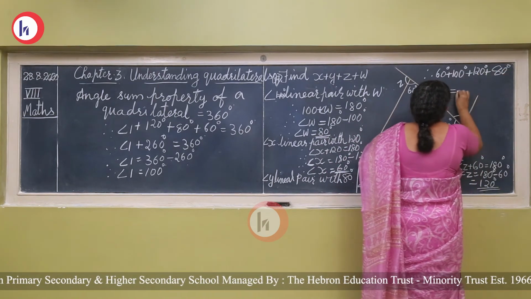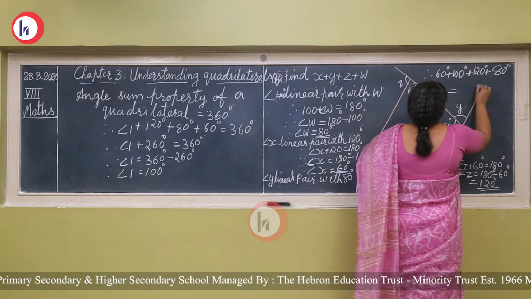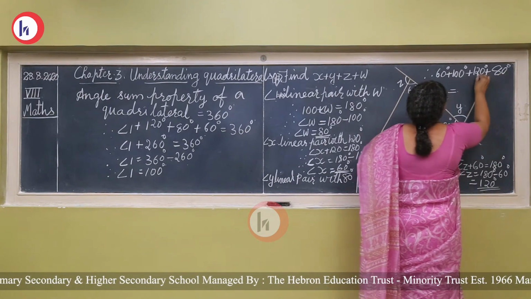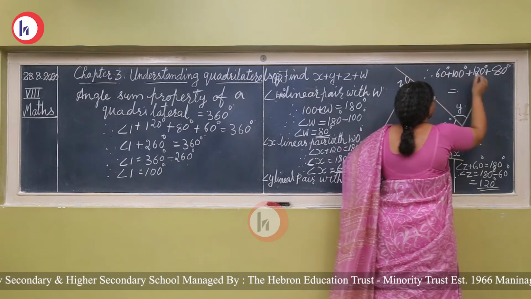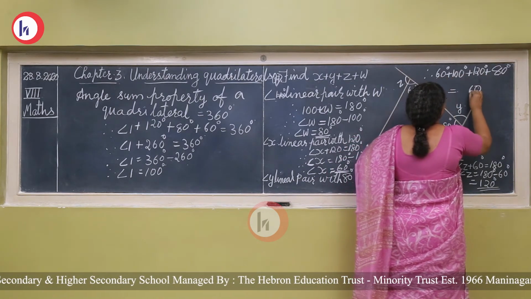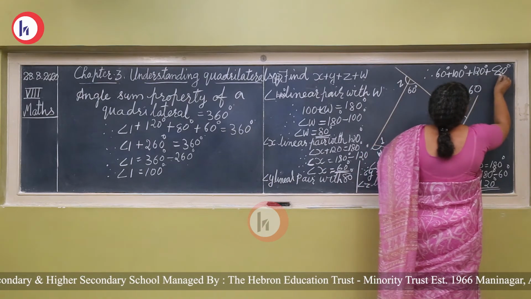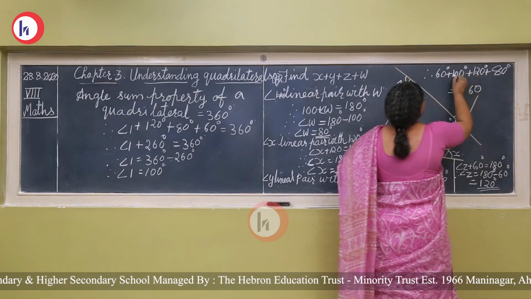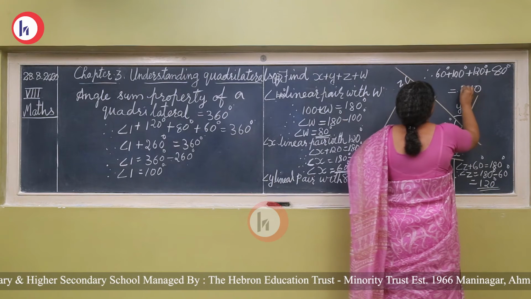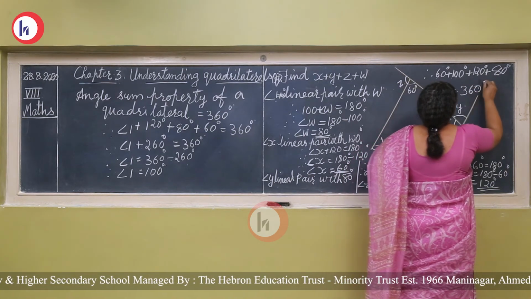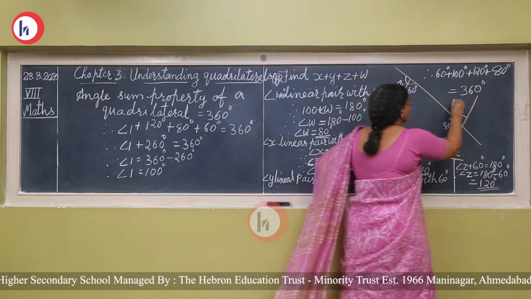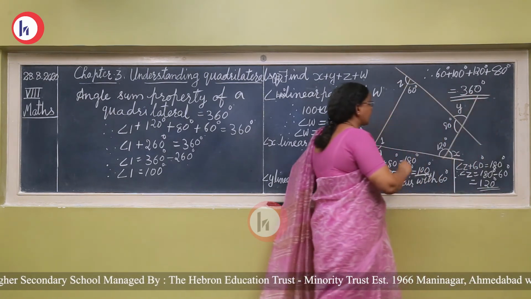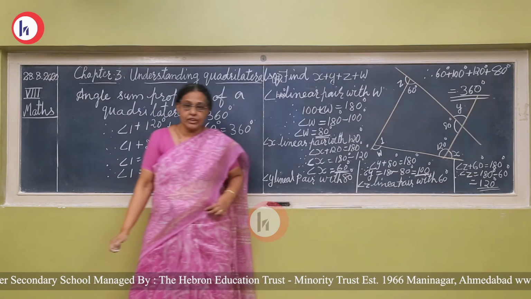Then make it a total about this. 0, 8 plus 2, 10, 10 plus 0, 10, then 6. Then carry over 1, 2, 3. That will be 360 degree. So, total sum of these angles are 360 degree.